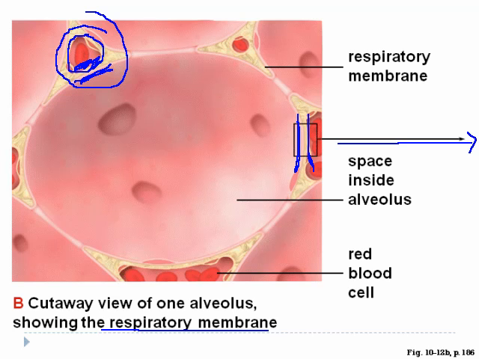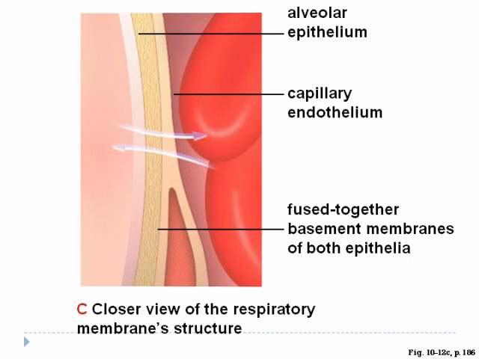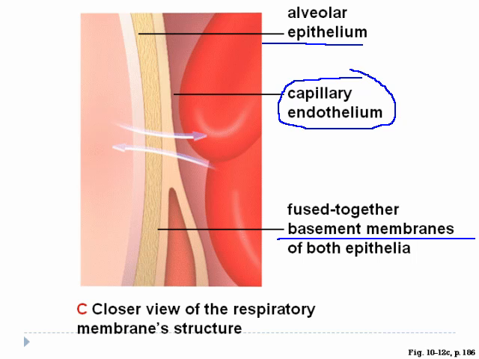And they show you an arrow to the next part of the figure, which blows that up even more, showing that the layers you have are the endothelium of the capillary, a single basement membrane, and the epithelium of the air sac. And that's a very, very small space.